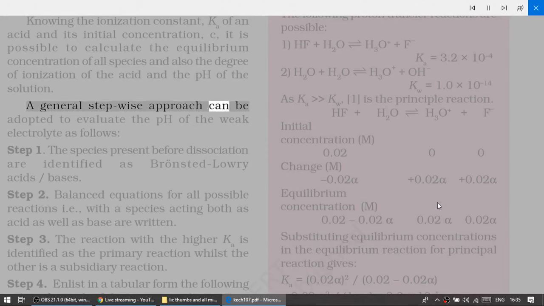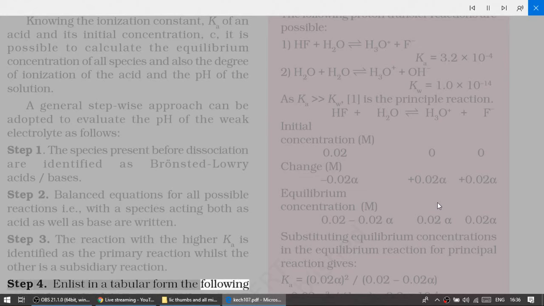A general stepwise approach can be adopted to evaluate the pH of the weak electrolyte as follows. Step 1. The species present before dissociation are identified as Bronsted-Lowry acids or bases. Step 2. Balanced equations for all possible reactions, i.e., with a species acting both as acid as well as base, are written. Step 3. The reaction with the higher Ka is identified as the primary reaction, whilst the other is a subsidiary reaction.